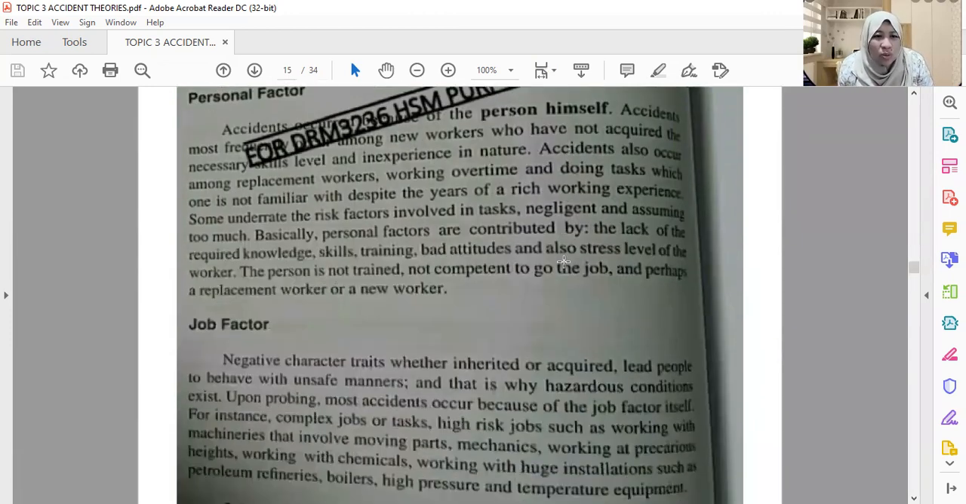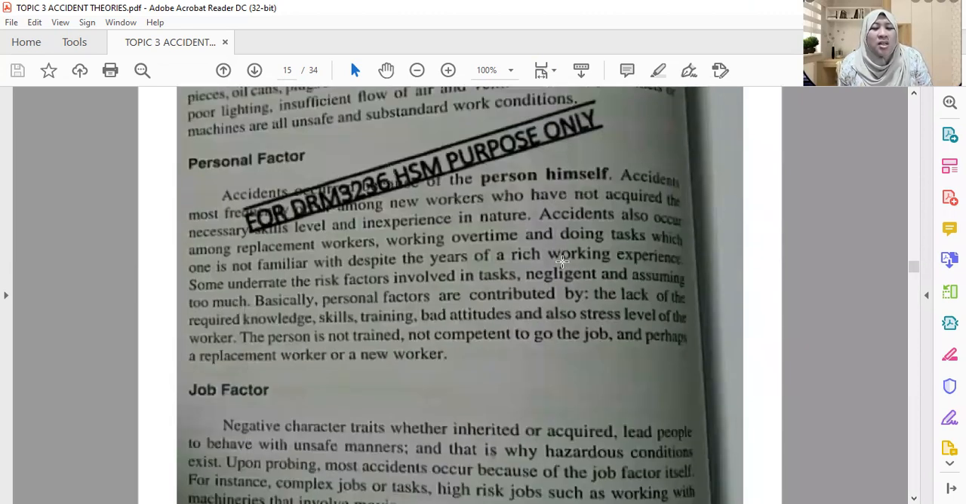Okay, now we're moving on to the personal factors. So basically when we're talking about personal factors, it's about the cause from the human itself, the person itself. The accident occurs most frequently among new workers who have not acquired the necessary skills and are inexperienced in nature. This is the fact. You don't have experience, you don't have training, so your knowledge is at a very low level. And accidents also occur among replacement workers, whereas they are new to their work. So they have to replace and they are shocked, and then they are potentially likely to have an accident.